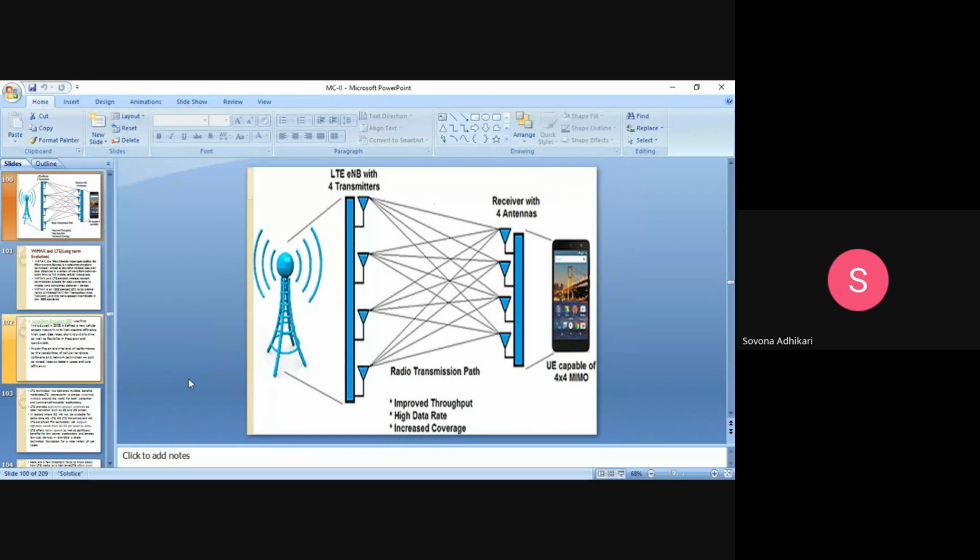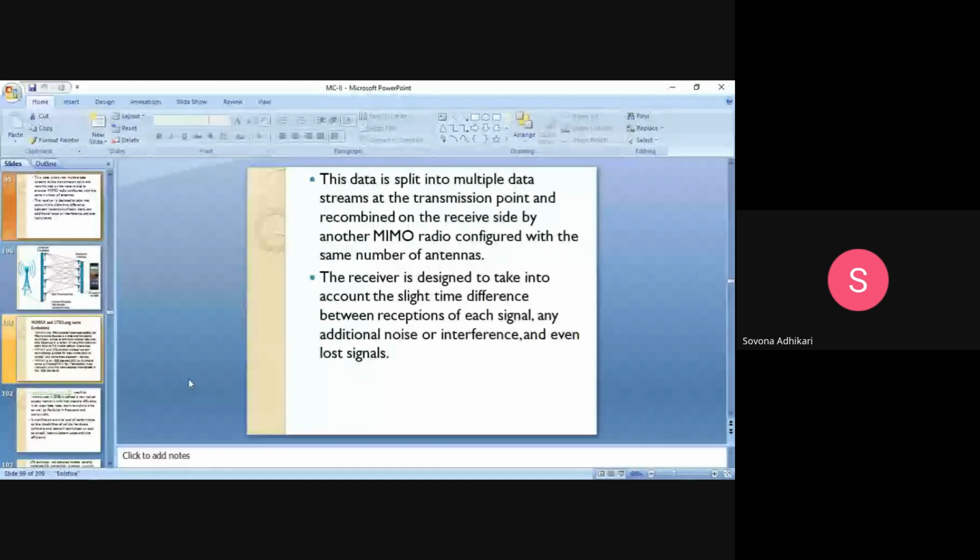And the benefit is improved throughput, high data rate, increased coverage. When you send data over these techniques, this data is split into multiple data streams at the transmission point and recombined on the receive side by another MIMO radio component with the same number of antennas.